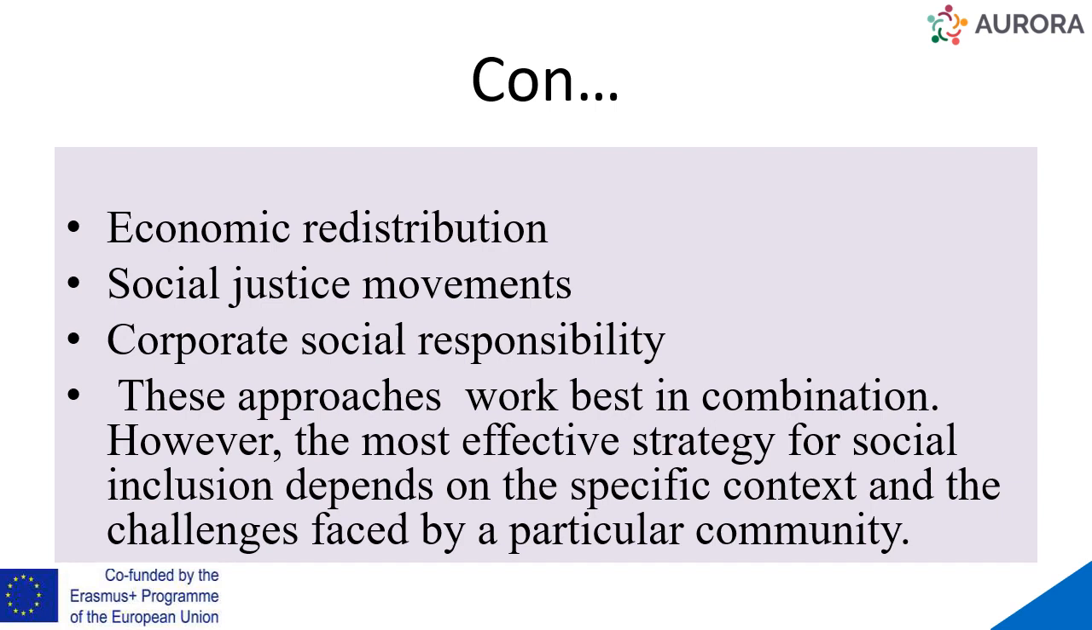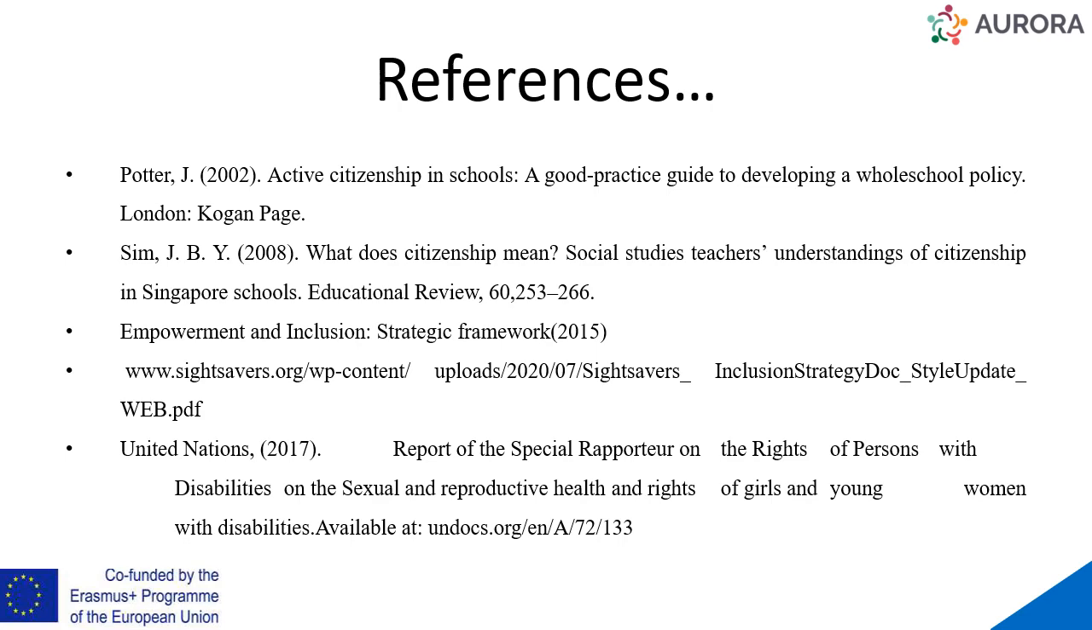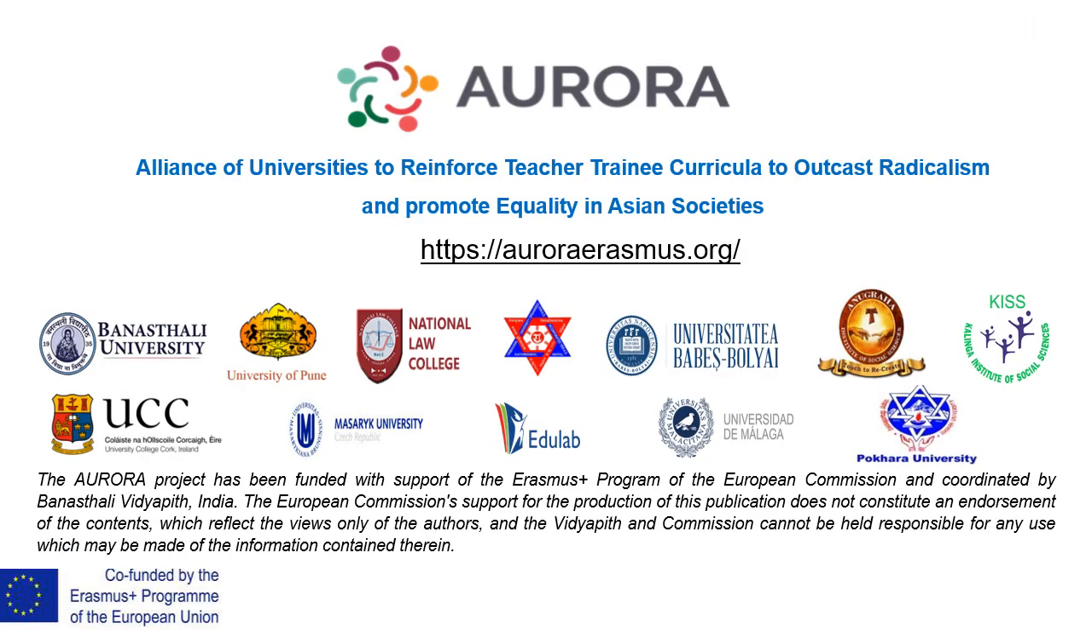They rarely work in isolation, but they work best in combination with one another, and they need commitment and confirmation. However, the most effective strategy for social inclusion depends on the specific context and the challenges faced by a particular community. As far as practicable, we try to follow these approaches for social engagement, community engagement, and service learning. These are the most relevant approaches for learning. And that is just this much in this video. You see the references included here for detailed information, right?